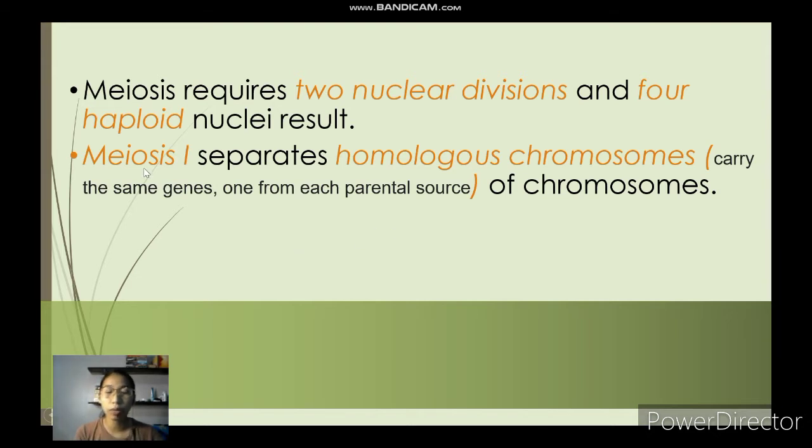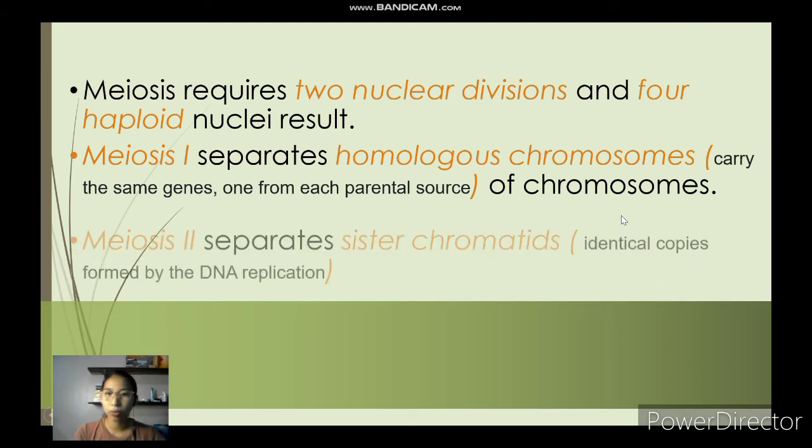As I told you a while ago, we have 2 nuclear divisions. The first division is what we call meiosis I, and this meiosis I separates the homologous chromosomes. What are homologous chromosomes? These are chromosomes that carry the same genes, one from each parental source. They are chromosomes that are almost the same in length and size, and at the same time carry the same genes. One chromosome of your homologous pair, or homologs, as another term, comes from your mother, the maternal source, and the other comes from your father. That is what we call homologous chromosomes, and they divide first during meiosis I.